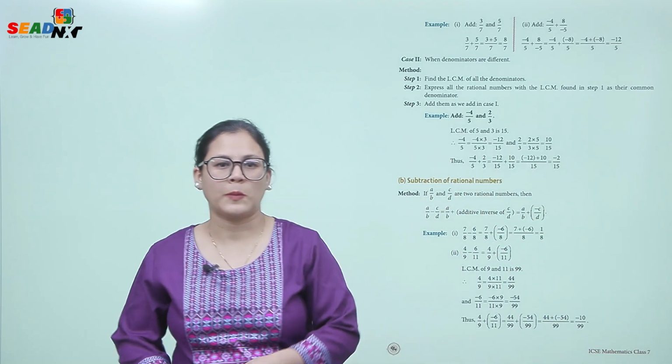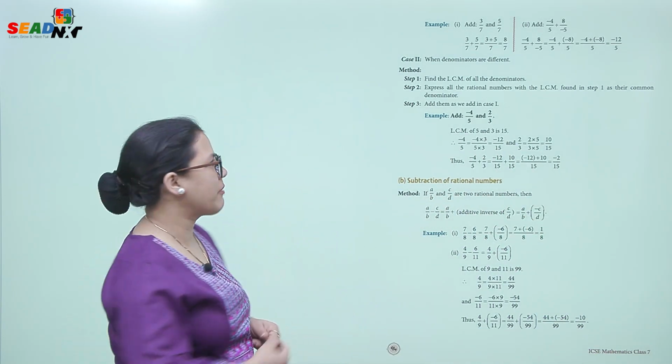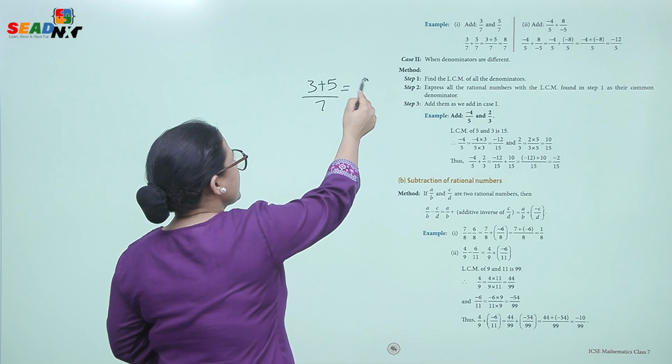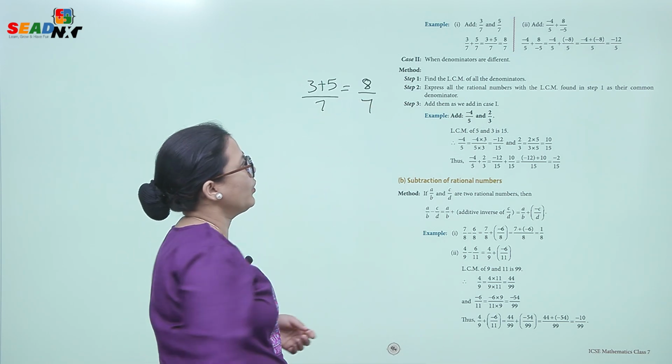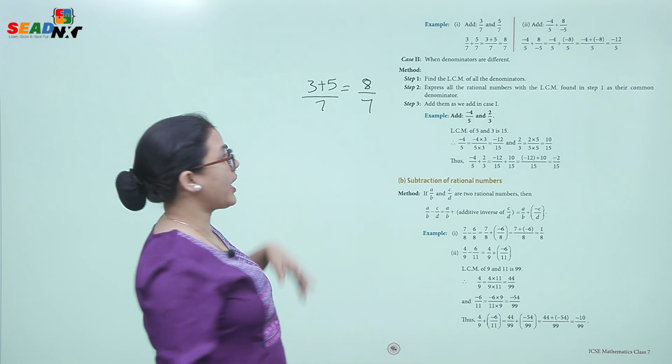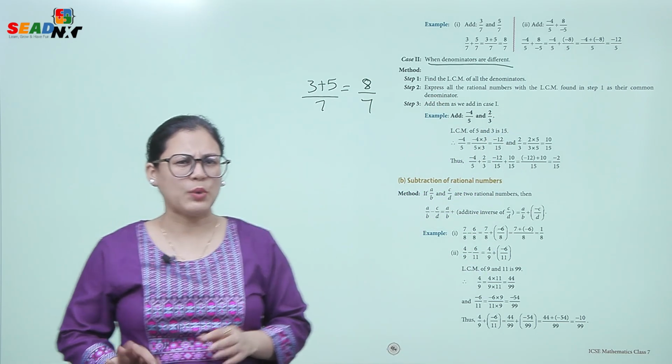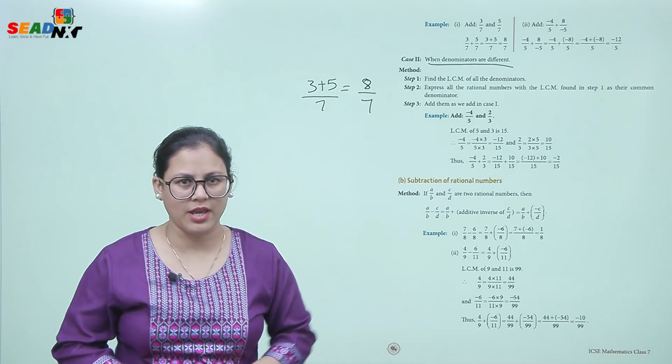Okay. Have a look. 3 by 7 and 5 by 7. So what will we do? We will add the numerator and common denominator. आपका same रहेगा 8 by 7. Okay. Now this was case 1. Now case 2 and denominators are different. So what we gonna do here? I'm sure आप लोगों को पता है कि जब denominators different होते हैं तो हमें क्या करते हैं?